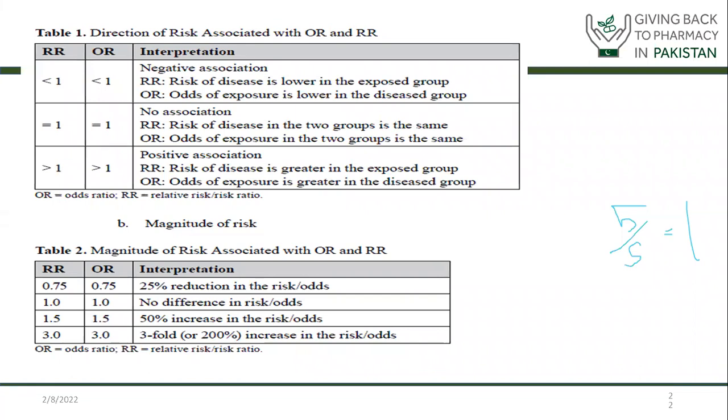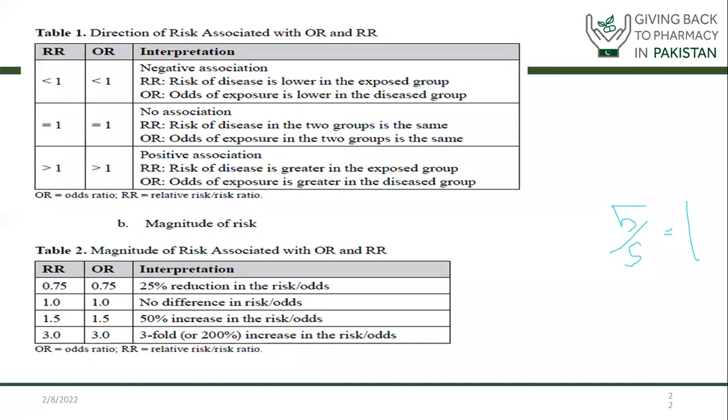It can cause or it cannot cause, but how much it can cause is very important. That we will get through RR and OR, with the number value. Like if it is 0.75, it means it's less than 1, so it should be lesser, but how much lesser? 25% lesser. And if it is 1, it's already mentioned, no association, no difference. But if it is 1.5, since 1 means no difference, the 0.5 means 50% more chances to get it.